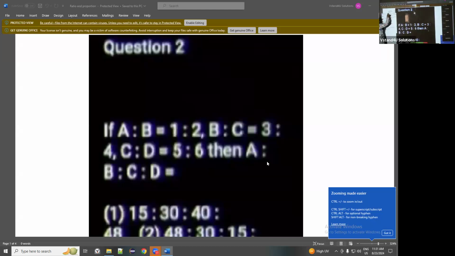Can you calculate the value of A is to B is to C? A is to B is to C is nothing but 1 3s are 3, 3 2s are 6, 2 4s are 8. What is left out? C is to D, which is 5 is to 6. 3 5s are 15, 6 5s are 30, 8 5s are 40, 8 6s are 48. Clear? What is the answer? 15 is to 30 is to 40 is to 48.